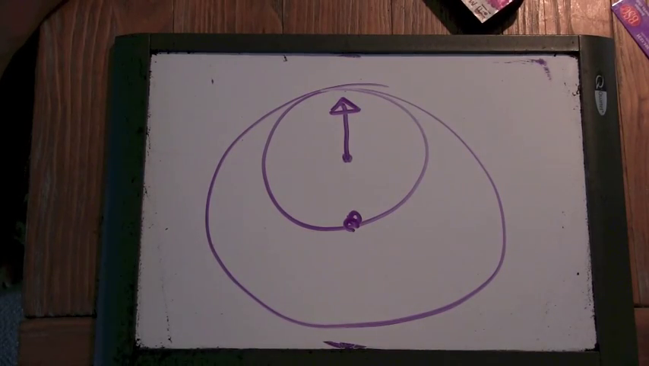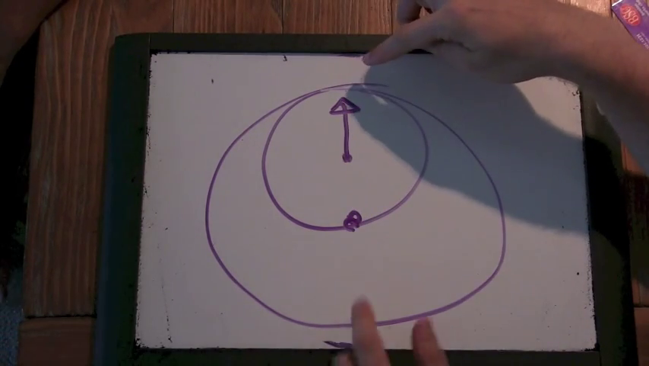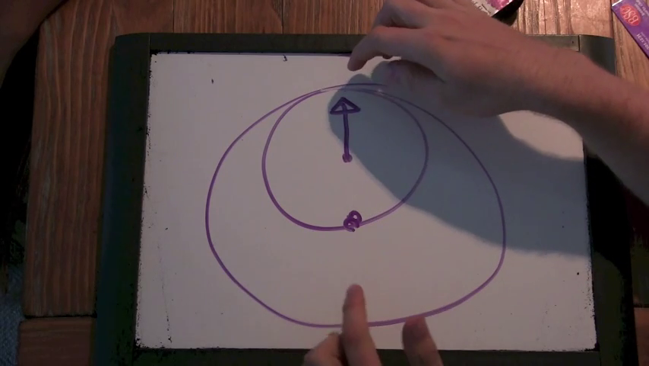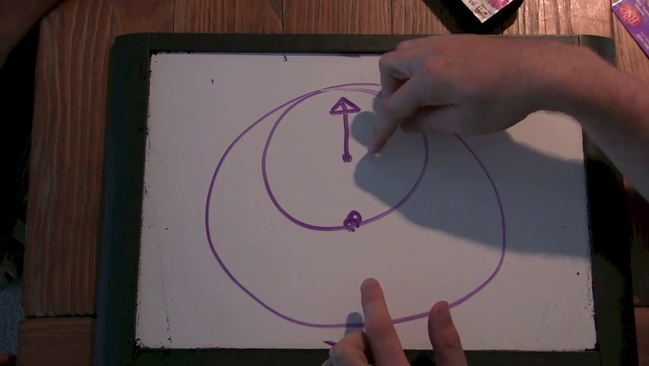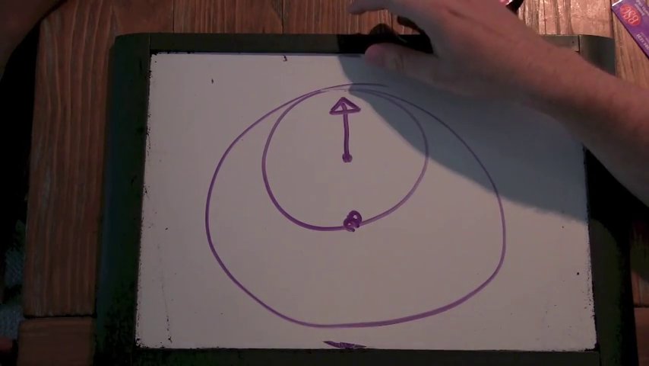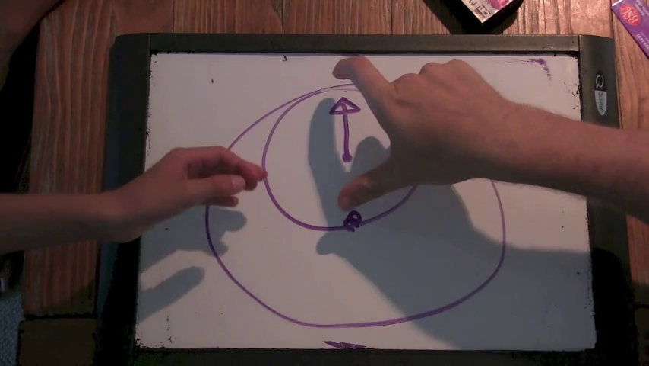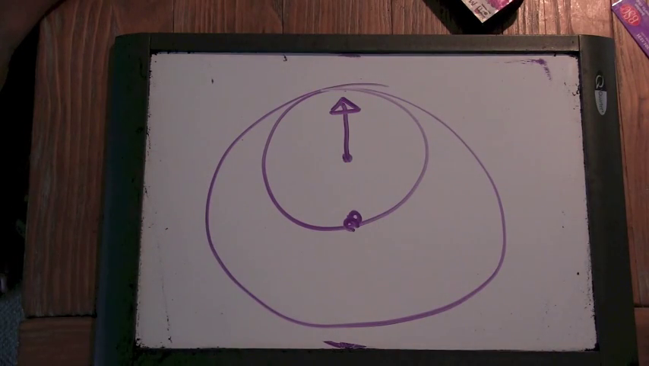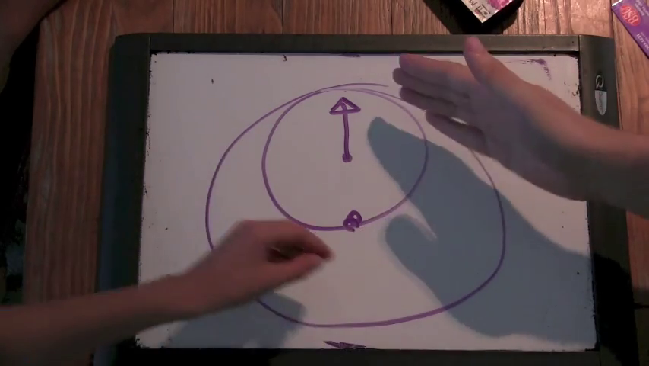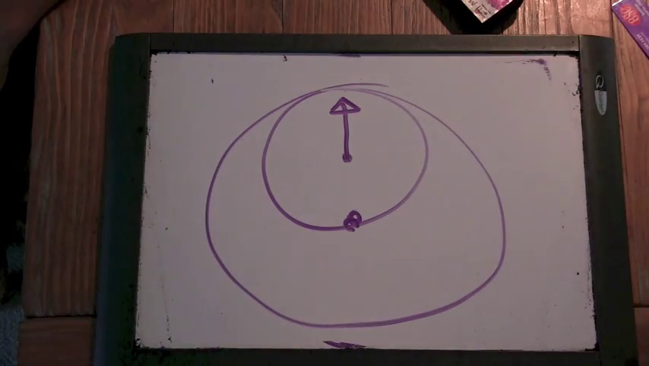Okay, so the challenge problem is the same setup. Radius 20, radius 10 for the small circle. Yep. But this time, instead of rolling around the outside, it's rolling on the inside. And I want to know when, after 12 o'clock, is the next time that the arrow points up. It's going to roll the same way, clockwise around the circle.